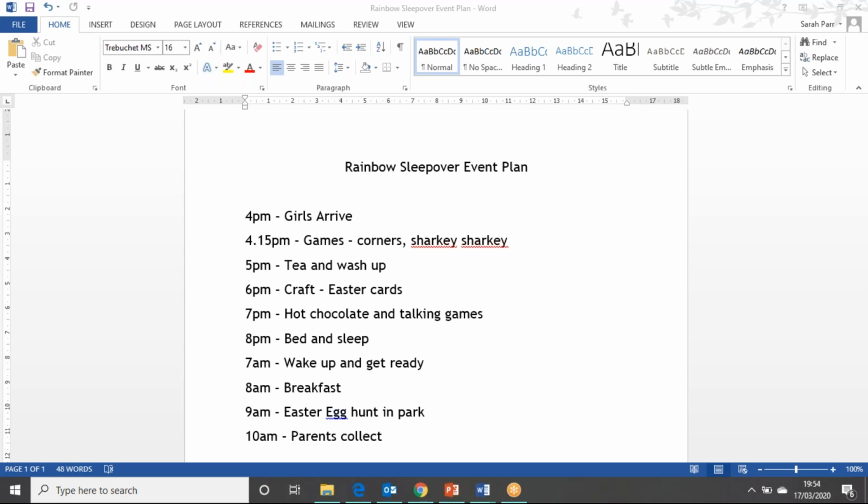Who's going to lock the doors? Who's going to make sure all the windows are shut? All the plug sockets are switched off? All these kind of things. And then at 5-ish, they're going to wake up and get ready and have breakfast. So I guess that's going to be quite similar to what we'd already said about washing up. And then we're going to go to the park and have an Easter egg hunt.